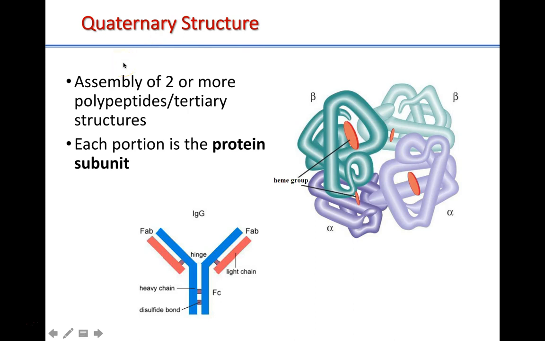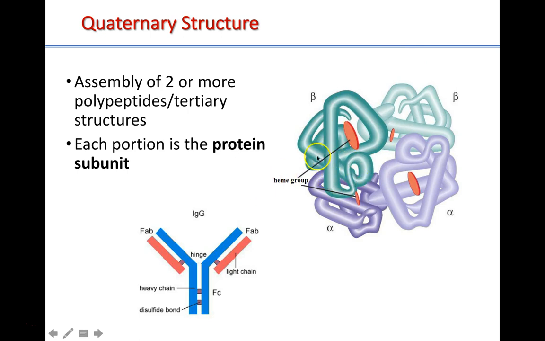Quaternary structure, this is where we assemble two or more of these tertiary units, so that ball of paper, two or more of those together, or two or more separate polypeptides. Remember, polypeptides are the name of the primary structure, and that begins to fold on itself. So two balls of paper, two of those different polypeptides come together. And then each portion of that big complex can be called a protein subunit.